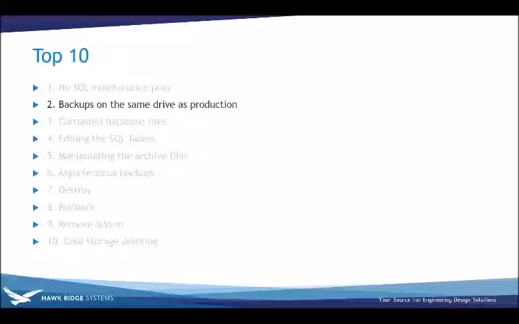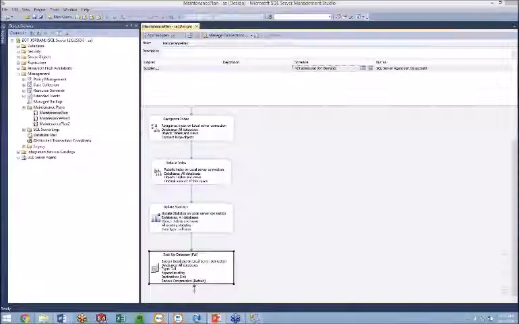Another one that is in the top 10 is backups on the same drive as production. Let's say that you're backing up your database file, the .bak file, and the archive files, but that backup location is on the same drive as the one you're using in production. It's crazy, I know, but it has happened.